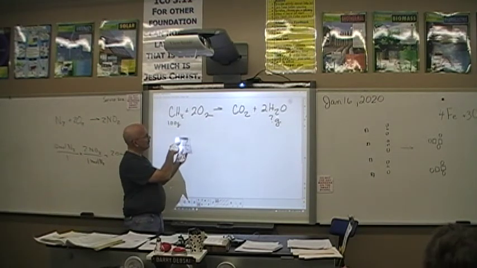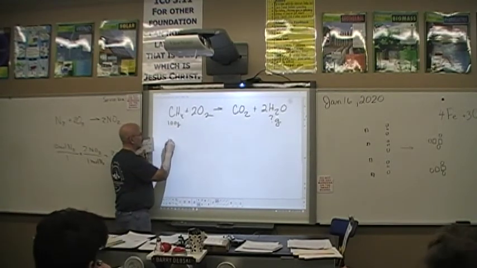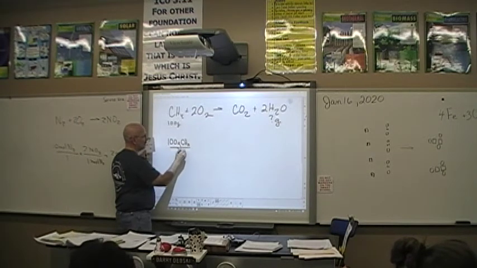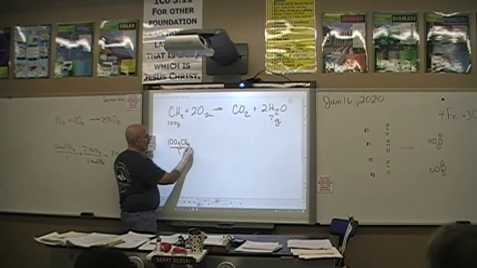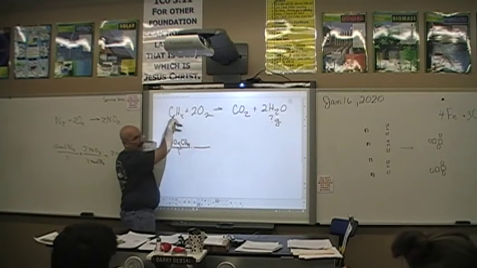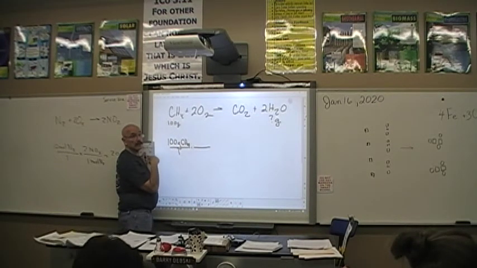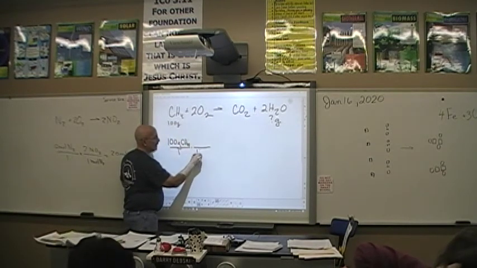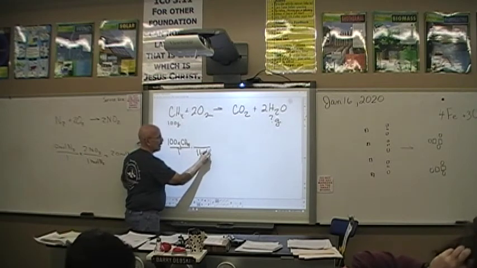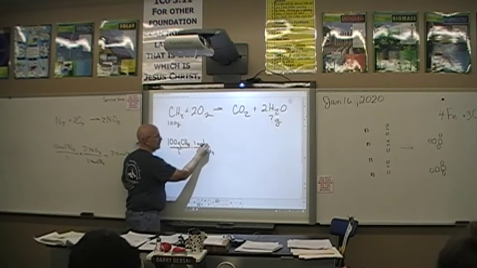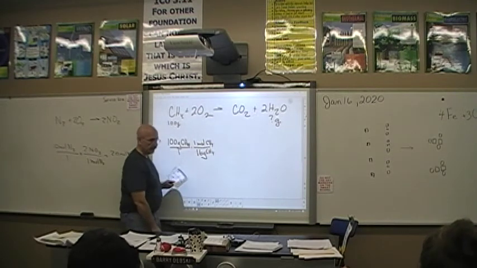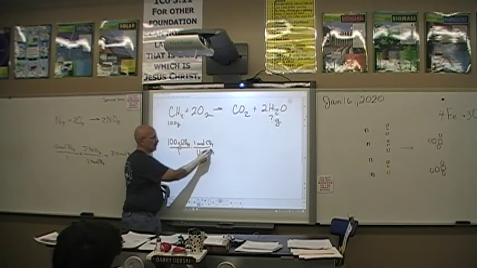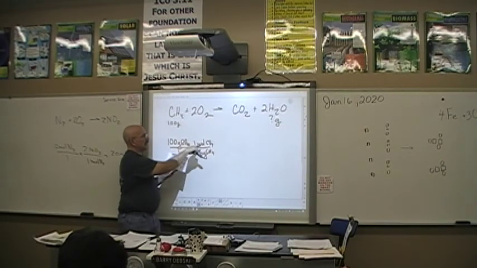Step number 1, change mass into moles. So I'm going to write 100 grams CH4, and I need to change that into moles. So the molar mass of carbon and 4 hydrogens is 16. 12 plus 1 plus 1 plus 1 plus 1. 16 grams of CH4 in 1 mole CH4. As we go across here, you'll see each time my units have to cancel out. Now I have the number of moles of CH4.